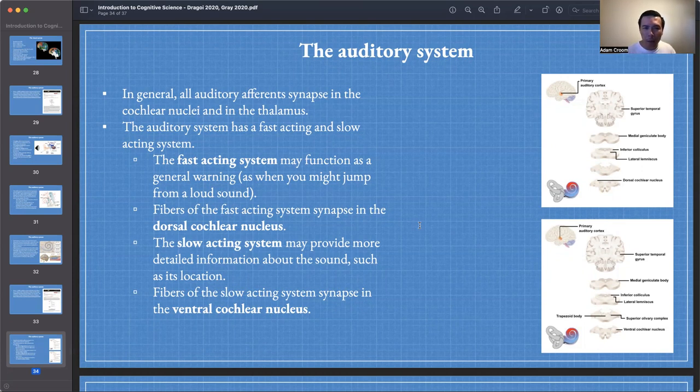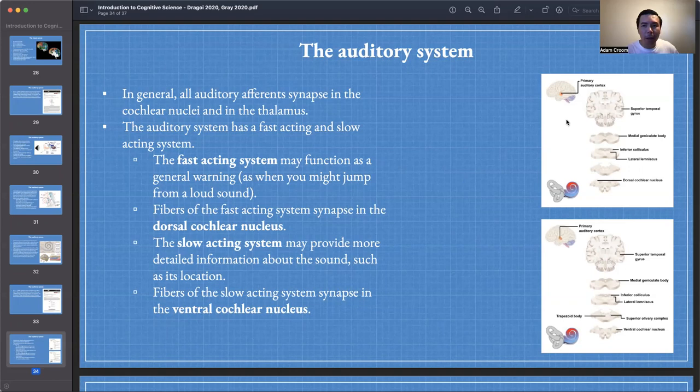Likewise, here in audition, we have different systems serving different purposes or functions, okay? In the auditory system, we have a fast-acting system, which may function as a general warning. For example, as when you might jump from a loud sound, right? Like quick, okay? Fibers of the fast-acting system synapse in the dorsal cochlear nucleus. Whereas the slow-acting system may provide more detailed information about the sound, such as its location.